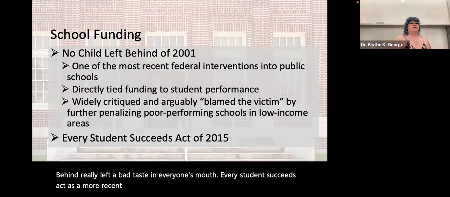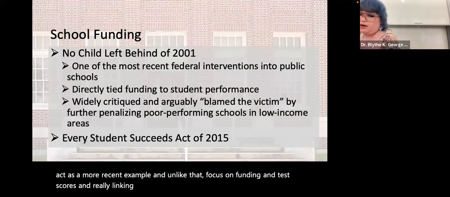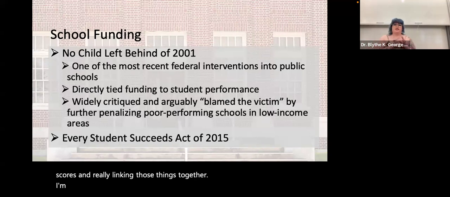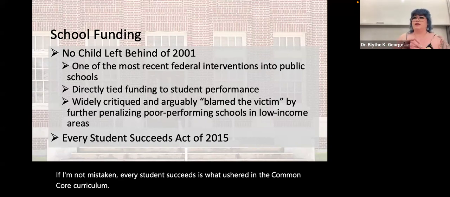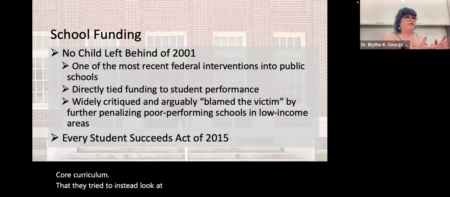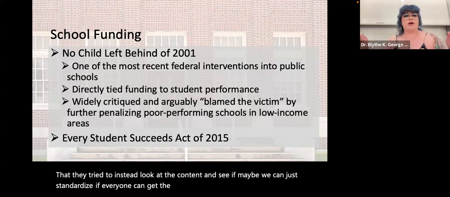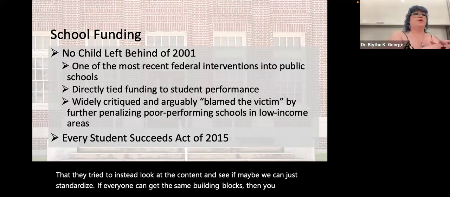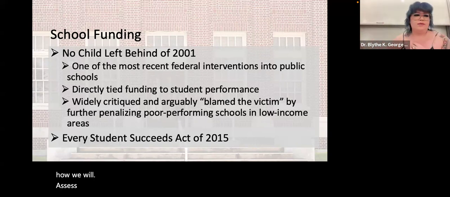And unlike that focus on funding and test scores and really linking those things together, if I'm not mistaken, Every Student Succeeds is what ushered in the Common Core curriculum. That they tried to instead look at the content and see if maybe we can just standardize. If everyone can get these same building blocks, then that's how we will assess performance or even honor or penalize performance.